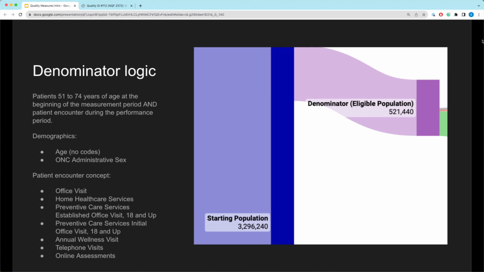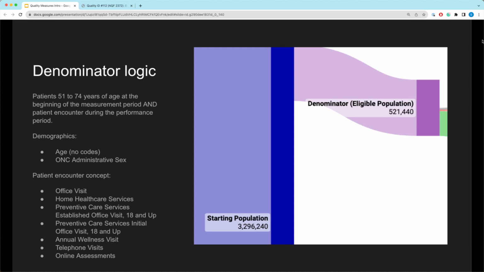So the denominator logic. I'll say to start, for this example we're going to walk through, this was run with the Medicare LDS 5% data set from 2020. So our starting population is 3.2 million, and our denominator eligible population was 521,000. To get to that number, the denominator logic is patients aged 51 to 74 years of age at the beginning of the measurement period who had a patient encounter during the performance period.